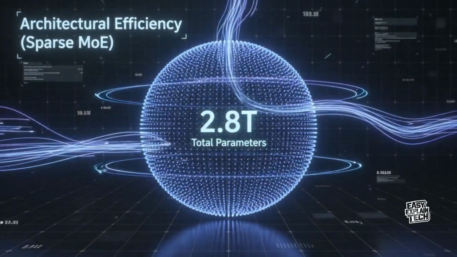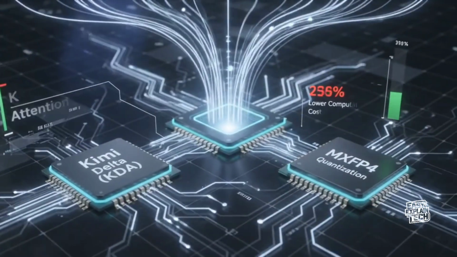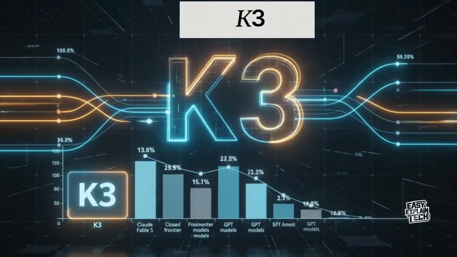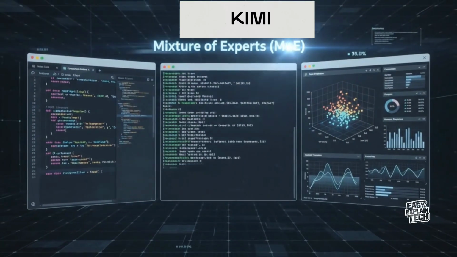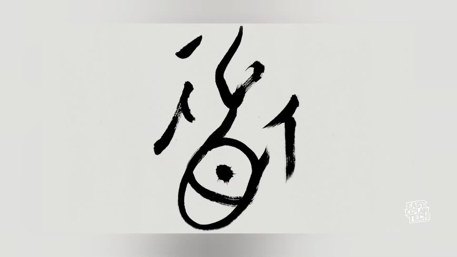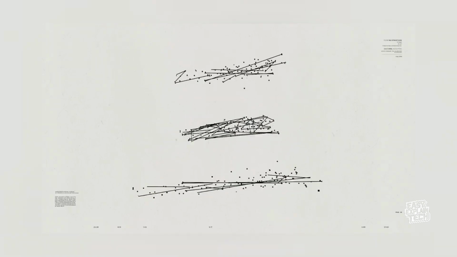Kimi K3 Open Weights, the dawn of open 3T class intelligence. The release of Moonshot AI's Kimi K3 Open Weights marks a watershed moment for open-source artificial intelligence. Boasting 2.8 trillion total parameters, Kimi K3 stands as the world's first open 3T class model, breaking previous records held by open weight systems and closing the capability gap with top proprietary architectures.